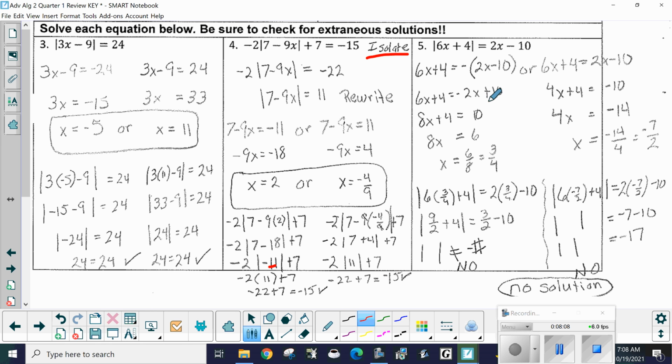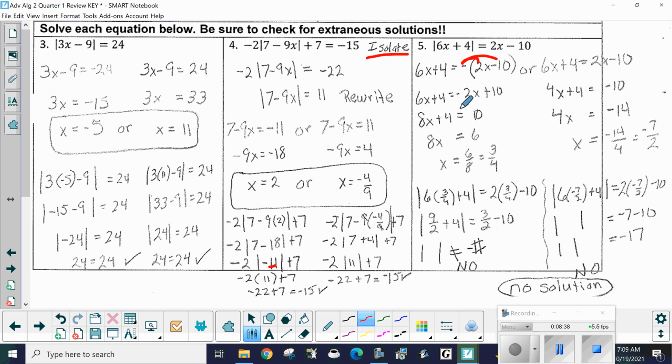Finally, problem number 5. It is already isolated. So now what I have to do is I am either 2x minus 10 steps from 0 or the opposite of this. To do the opposite, I need to put parentheses around the 2x minus 10 and negate it. Then I'm going to distribute that negative. So I get 6x plus 4, that was inside the absolute value, is equal to -2x plus 10.